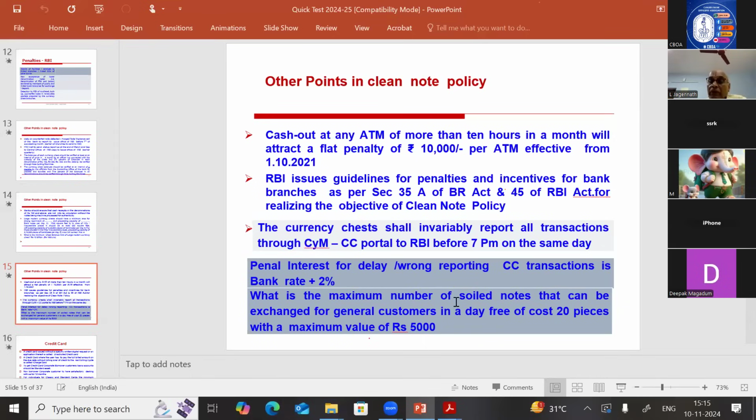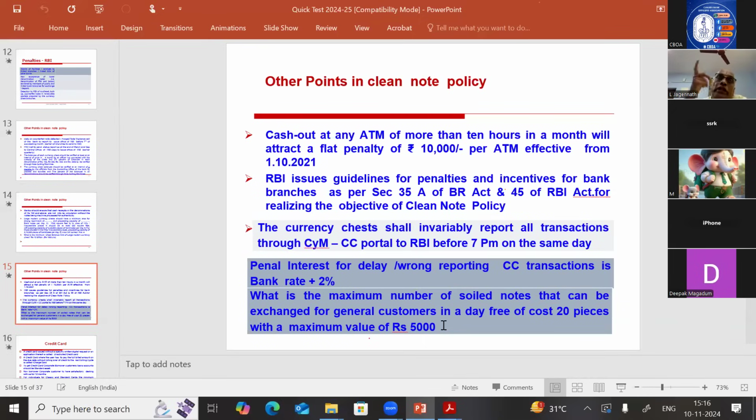What is the maximum number of soiled notes that can be exchanged for general customers in a day free of cost? 20 pieces with a maximum value of 5,000 rupees. So we can exchange to the general public free of cost in a day 20 pieces of the soiled note with a maximum of 5,000.